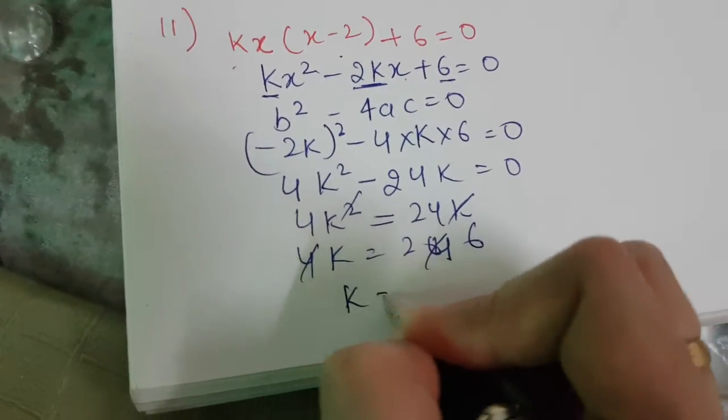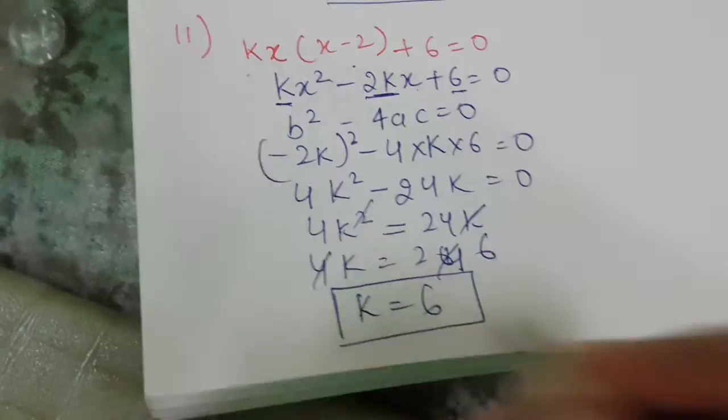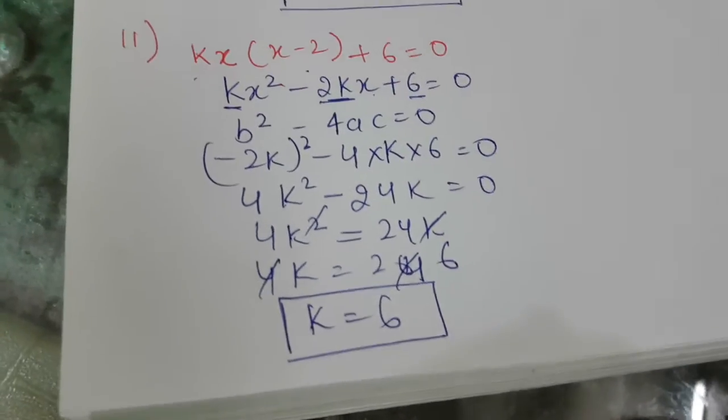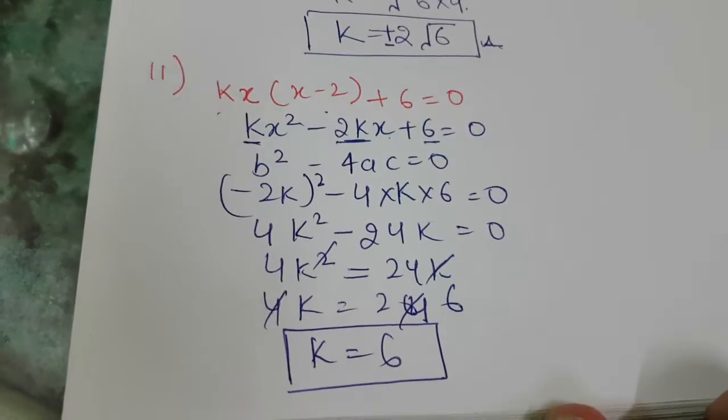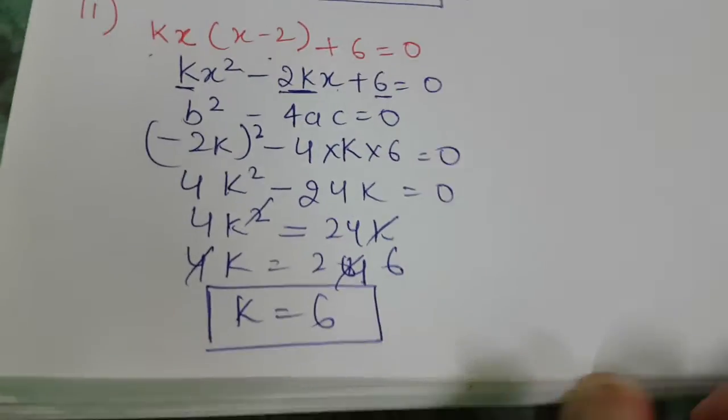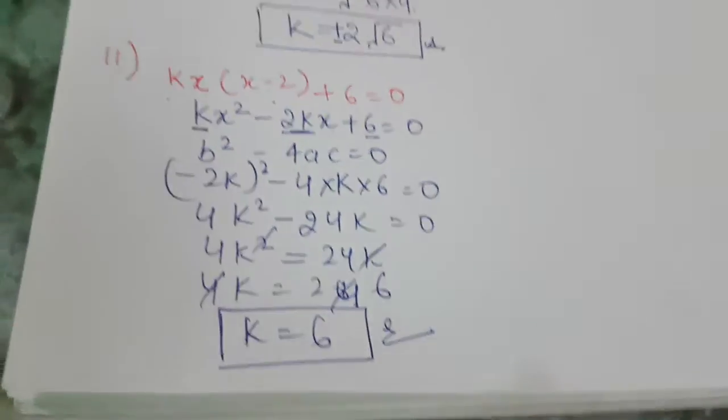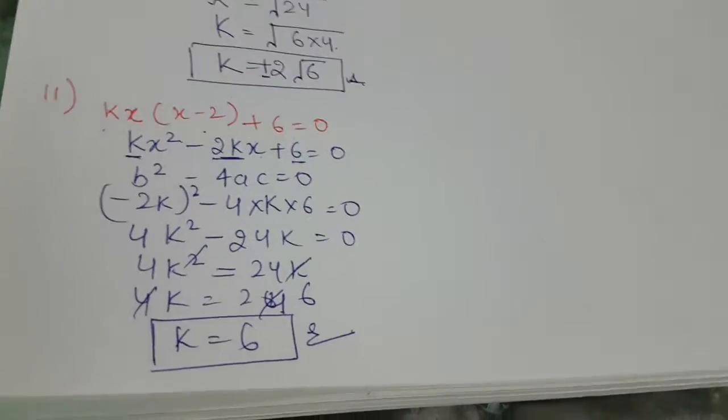It means the k value is exactly 6, not plus and minus, because this is not a square root. The k value is 6. So in this equation the k value is 6. Easy and interesting and very important. Fine.